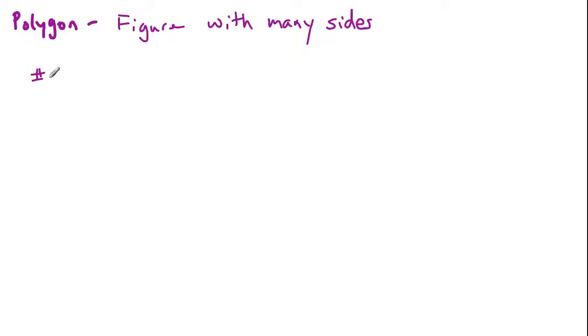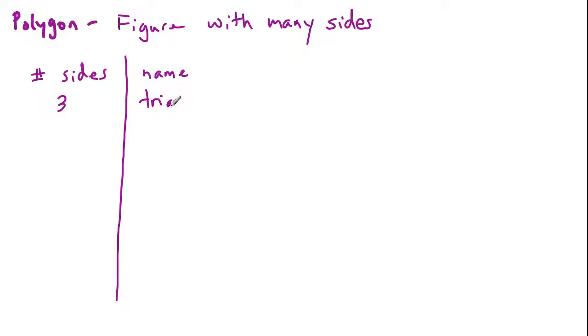So let's make a little chart here. We'll call it number of sides, right? And then over here, name. And then let's just list out some common polygons and then the name of them. Okay, so a three-sided figure, right? What do we call that? Well, that's a triangle, right? A four-sided figure, that's a quadrilateral.